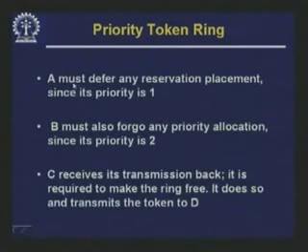A also wants to send again, but A must defer any reservation placement since its priority is 1. B must also forego any priority allocation since its priority is 2. When C receives its transmission back, it is required to make the ring free. It does so and transmits the token to D.